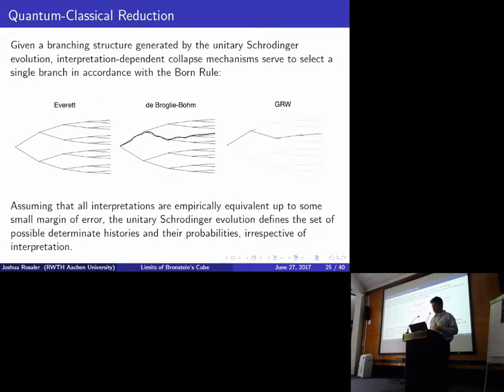And so given this branching structure defined by the unitary Schrodinger evolution, and some interpretation-specific collapse mechanism, we can define a branch relative stochastic evolution. On Everett's theory, all branches remain equivalent. On de Broglie-Bohm's theory, the configuration selects a particular branch. And on GRW theory, the stochastic dynamics singles out a particular branch in a stochastic manner. Assuming that all interpretations are empirically equivalent up to some small margin of error, the unitary Schrodinger evolution defines the set of possible determinate histories and their probabilities irrespective of the interpretation.